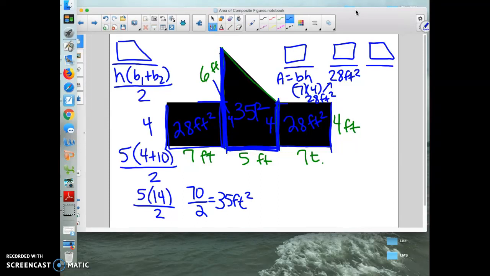Once we get that, we will add these together. So we add 28, 35, and 28. 28, 28, and 35, and you will get 91 feet squared.